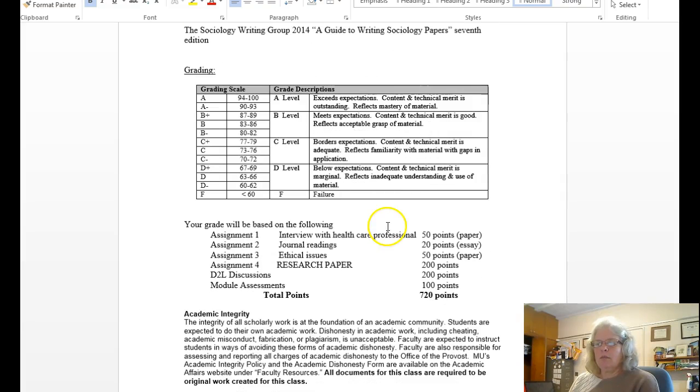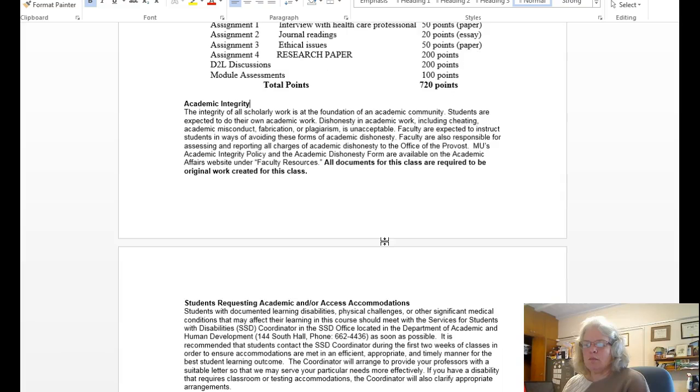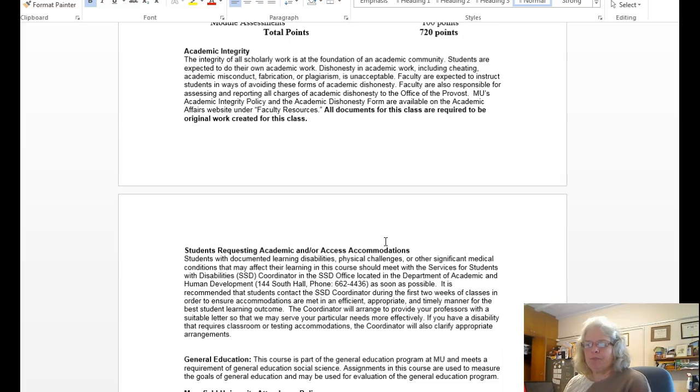All right, your grade will be based on the following. As we explore this, you have assignments 1, 2, and 3, and you have a research paper, and I'll be reviewing those a little further. You also have a weekly discussion board, and if you notice, those are as important as your research paper, equaling the same amount of points, and module assessments, which are quizzes or essays that you will be writing on each module, the first one being a multiple choice quiz.